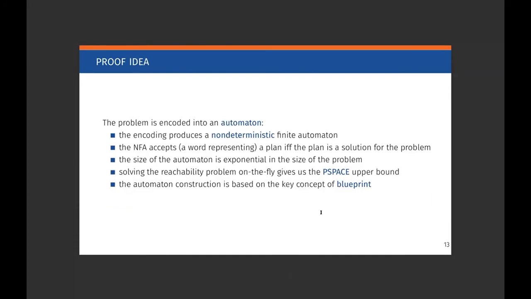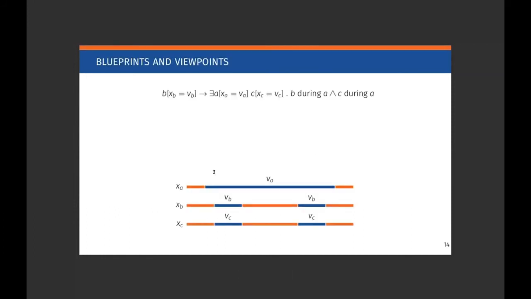And I'll give you briefly an idea of the proof. It's based on automaton construction. So we encode a given timeline-based planning problem into a non-deterministic finite automaton that accepts a word representing a plan if and only if the plan is a solution for the problem. The size turns out to be exponential, and so we can solve reachability on the fly and have the PSPACE upper bound. And the automaton construction is based on a key concept, that is the concept of blueprint, which I will explain to you quickly.